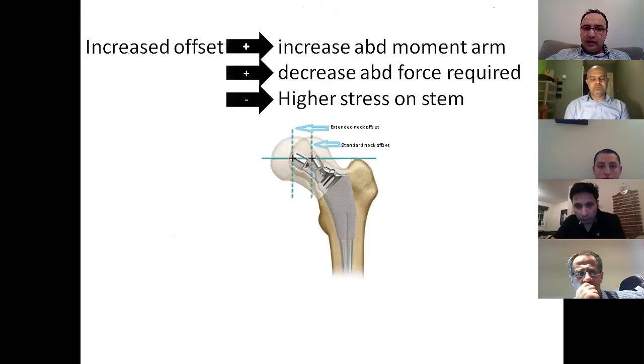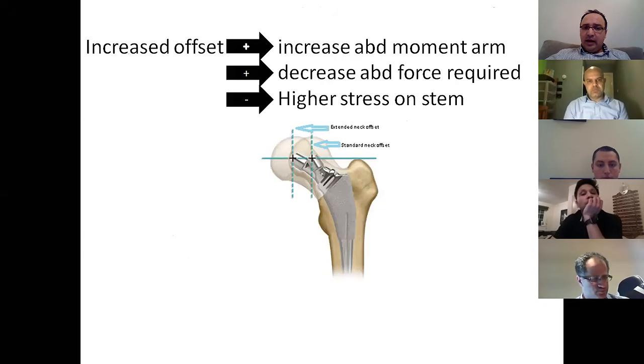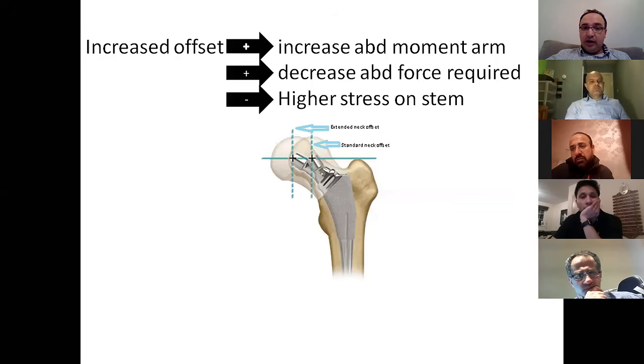So I said increased offset will increase the abductor complex moment arm, mainly the gluteus medius. And it has been explained before in a presentation by Schwan how the moment arm affects the force. So increasing the moment arm will decrease the force that's required by the abductors if they have a longer moment arm, and therefore, on the long term, will reduce the stress forces on the joint. So these are the positives of increased offset.